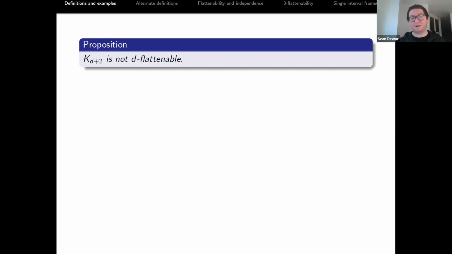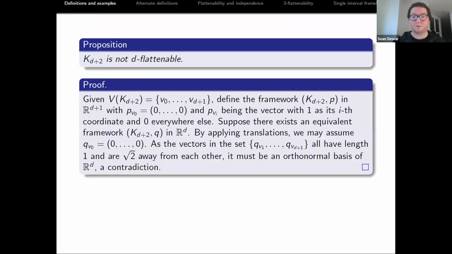What was I going to say? Yeah, so now we're going to say what I was mentioning before: K_{D+2} is not D-flattenable. There's a few ways of proving this. The one I've gone for is, you got your vertex set, I'm going to label it V_0 to V_{D+1}. So that's D plus 2 vertices, because I start at 0 and go to D plus 1. And I'm going to define the framework in R^{D+1}, where I've just put V_0 at the origin, and p(V_i) is going to be the vector with a 1 at the ith coordinate, and then zeros everywhere else.